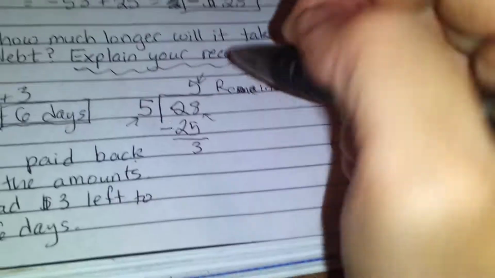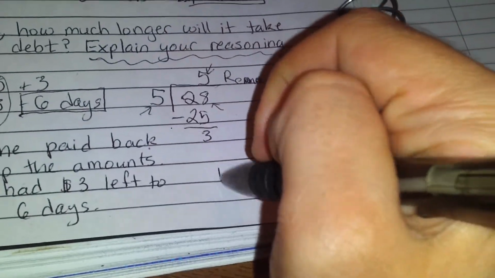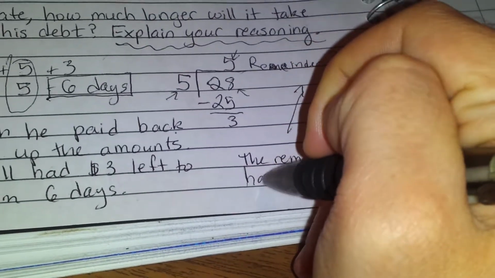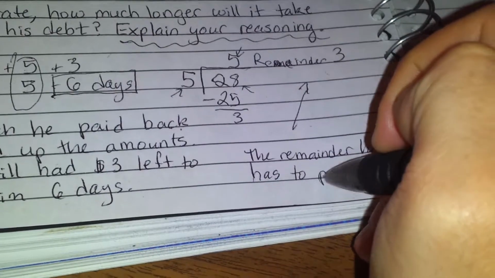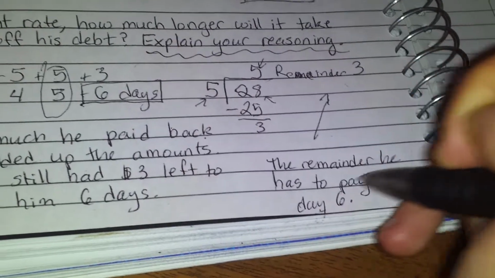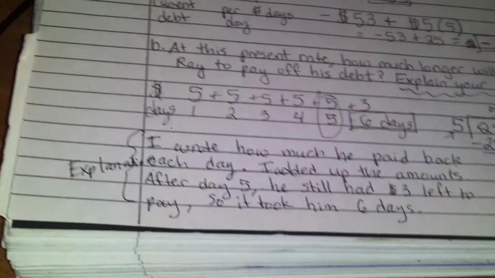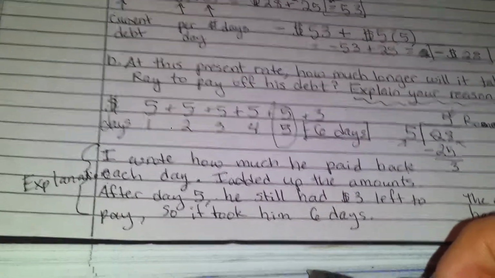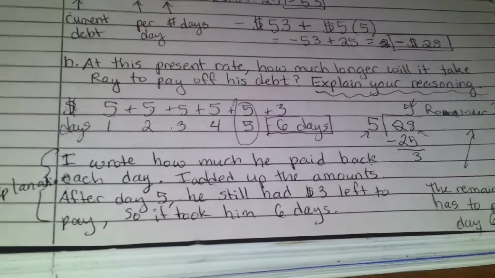Now, you could also do the division version, and you could say that the remainder he has to pay on day 6. That would be a reasonable explanation as well. But this is a pretty foolproof method. Let's go on now to some simpler problems. However, these are ones that use negative numbers in addition and subtraction, and even in multiplication, kind of unavoidably.